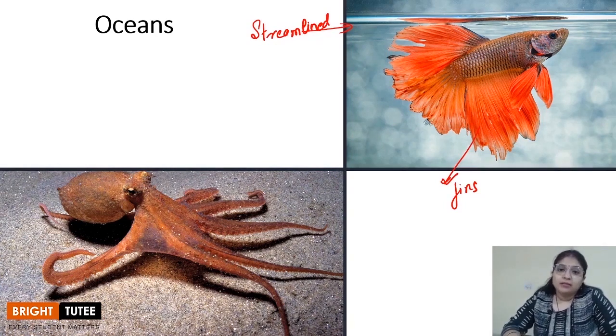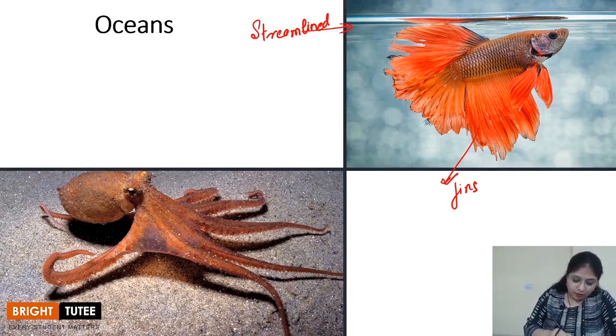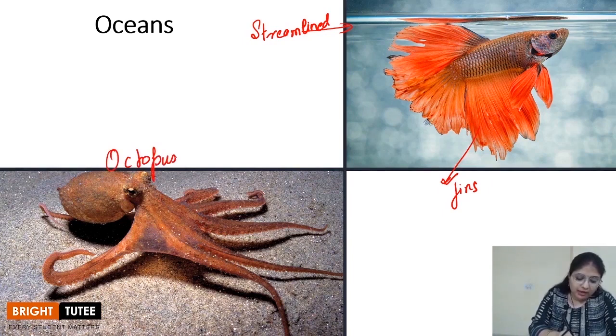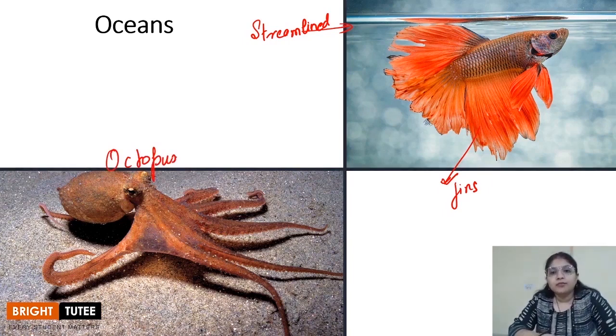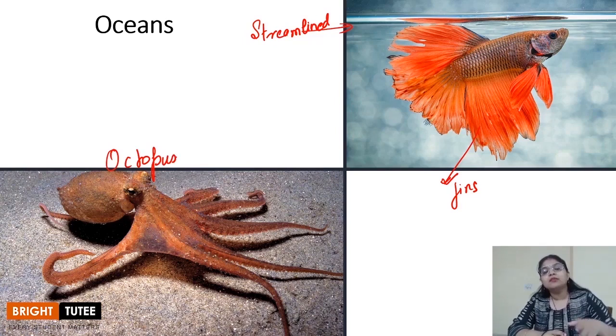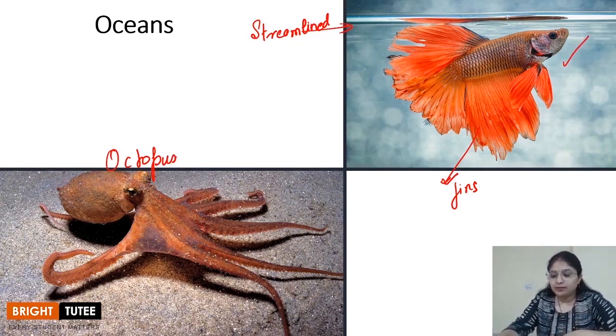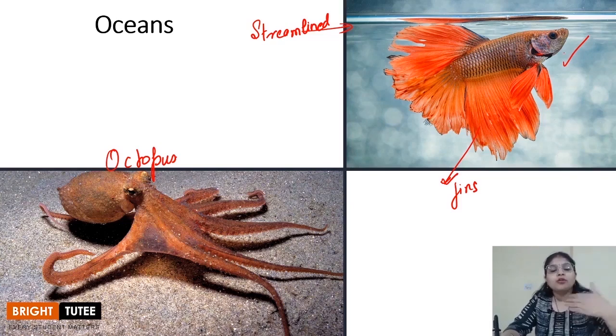There are certain animals like squid and octopus. Now, this animal is an octopus. You must have heard about the animal. And as you can see from the image, you will find that these animals are not streamlined in shape. For example, if you compare the body structure of a fish and an octopus, you will find that a fish is more streamlined, whereas an octopus is not as streamlined as a fish, right?